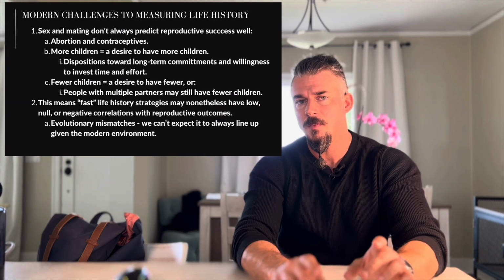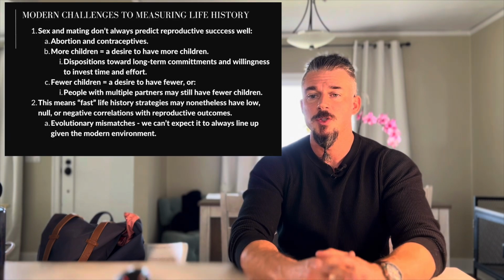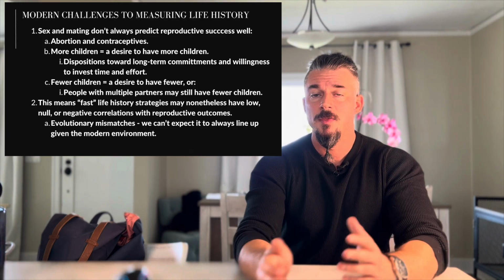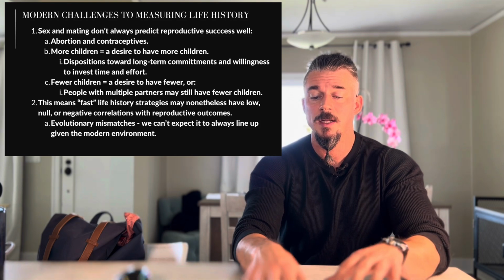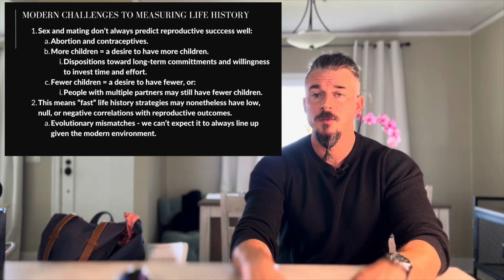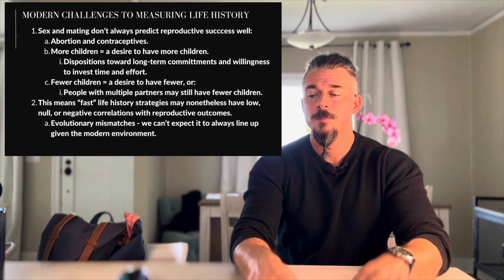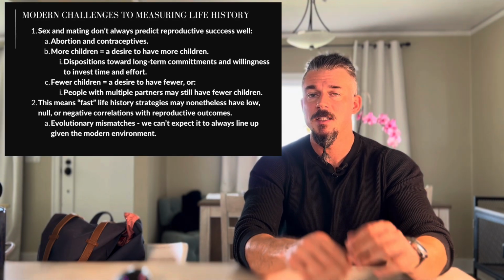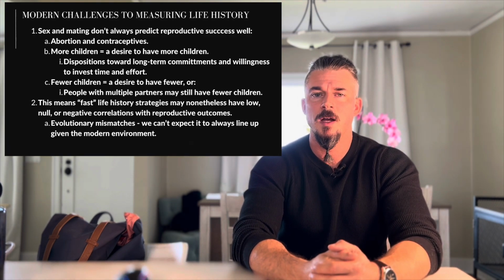So, next slide here. There are some modern challenges to measuring life history. That's due to evolutionary mismatch, right? The ancestral environment that we evolved in is very different from the modern environment. So we see people engage in behaviors, particularly across mating preferences, but all sorts of things as well, that would have been adaptive in past environments that don't necessarily seem to make a lot of sense in the modern environment.